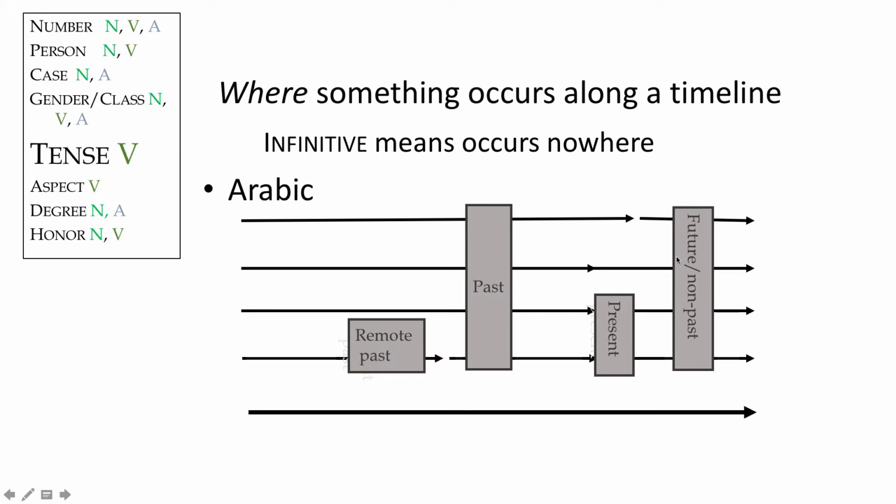So the Arabic language just has two tenses. They have a past tense, and then they have a future or a non-past tense, which doesn't include the present, but clearly marks the future. English also has two tenses. We have a past tense, and then we have a non-past tense. The non-past would include the present events and future events.